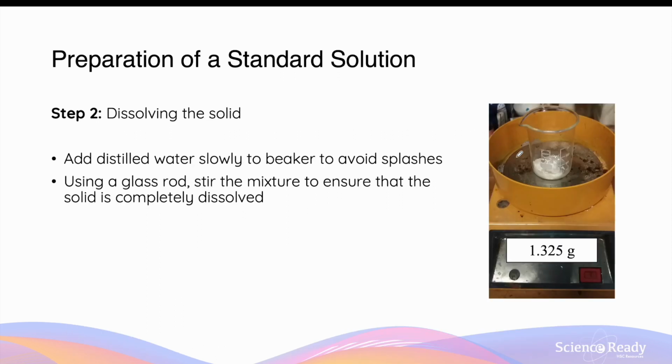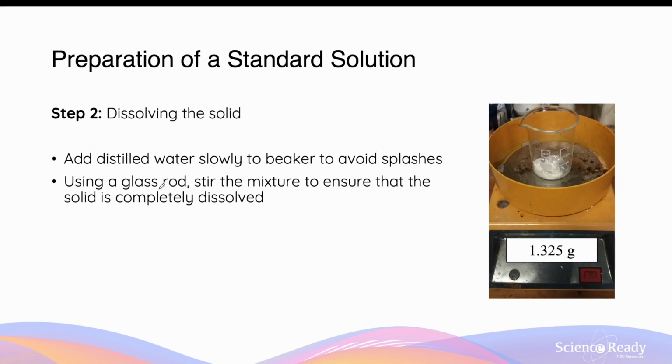The second step, after you weigh out 1.325 grams of sodium carbonate, is to add distilled water to the beaker slowly. It is important to use distilled or deionized water in titration because we don't want any other ions present in normal tap water to interfere with our neutralization reaction. We want to avoid any splashes, as this may lead to partial losses of the sodium carbonate in the solution, which will then lead to an inaccurate concentration.